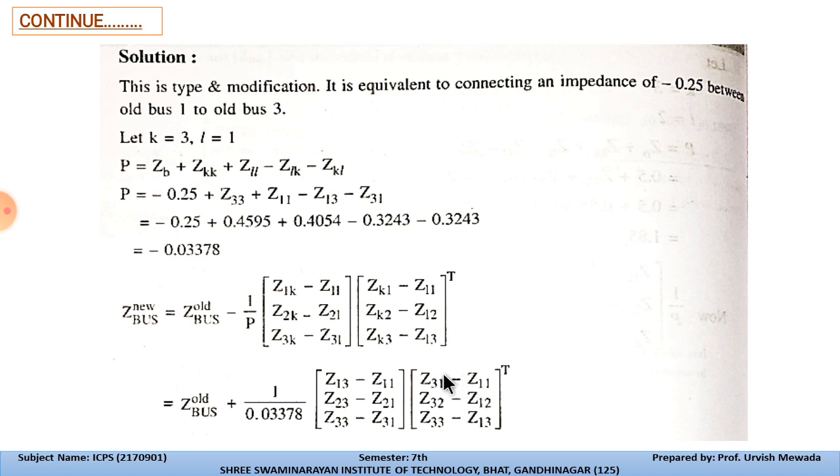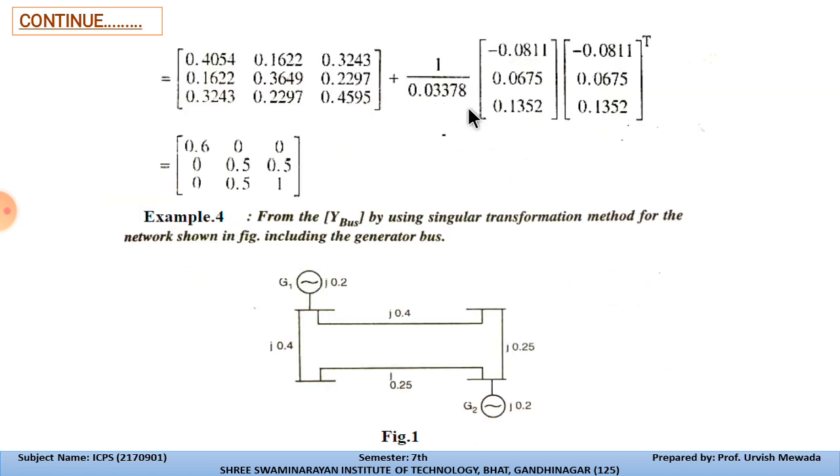So we are taking again the transpose of this matrix. After putting the values we will have this step. In this step, after solving, we will get the Z bus modified when we remove the additional link between 1 and 3. So 0.6, 0.5 and 1 will be the diagonal matrix values, and the rest of the terms you can see will be 0, 0, 0, 0, 0. So this is the modified Z bus. This is how you can solve the Z bus algorithm.